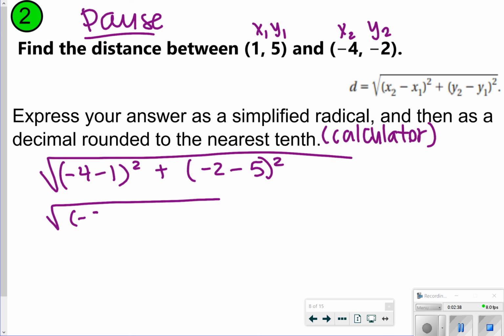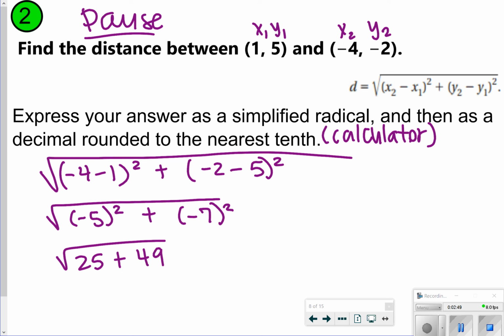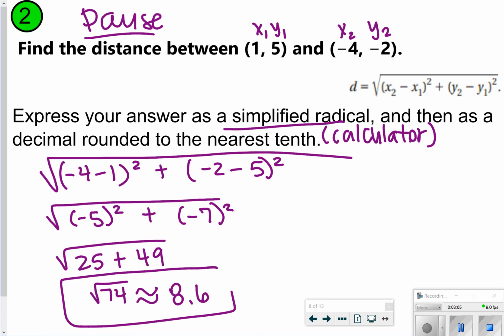Then we're going to go and simplify. -4 minus 1, that's -5 squared, and then -2 minus 5, that's -7 squared. -5 squared is 25, and -7 squared is 49. We're going to add those together, and we're going to get the square root of 74, which is your simplified radical, and then we're going to put this in a decimal form rounded to the nearest tenth using a calculator, and we should get about 8.6. We are going to talk about distance here, so distance can only be represented in a positive term, so we don't have to worry about the positive and negative symbol. So my answer is the square root of 74, which is about 8.6.